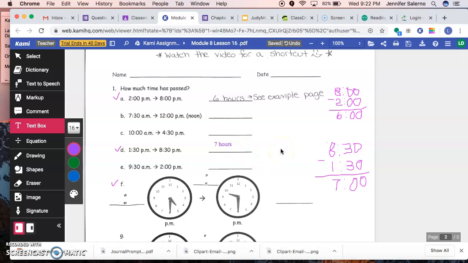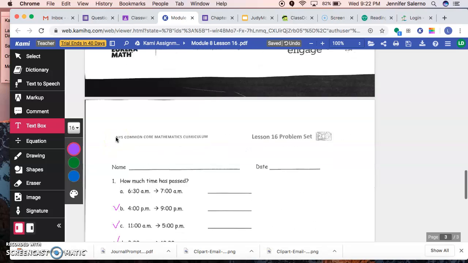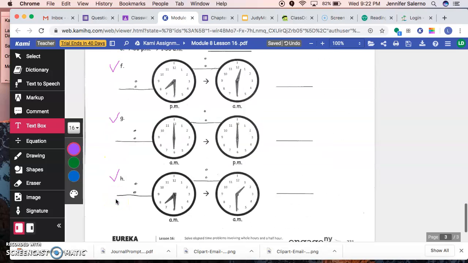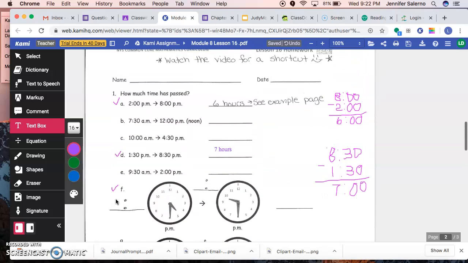So the shortcut is great, okay? You guys are going to love it. You're going to want to use it. To help you out even more, you're going to notice that on these pages you're going to see check marks, okay? If I put a check mark, I'm giving you the clue that the shortcut will work on those problems. You will just be able to subtract because they either both have the zeros or they both have the 30s, okay? So you will be able to use your shortcuts wherever I put check marks.